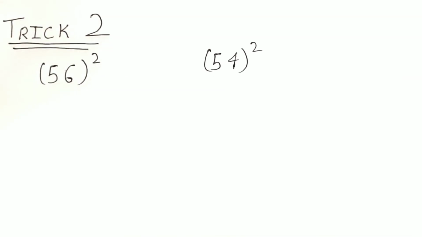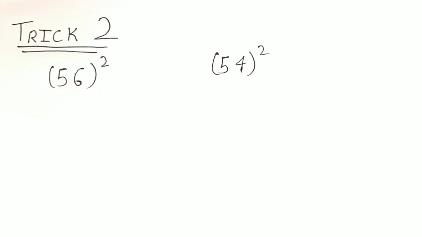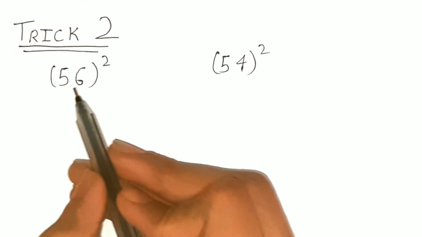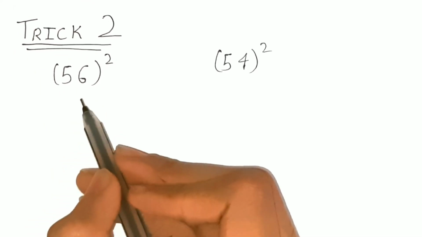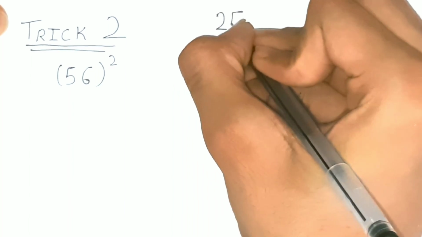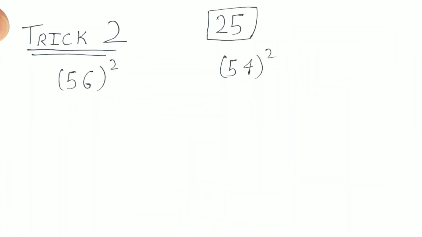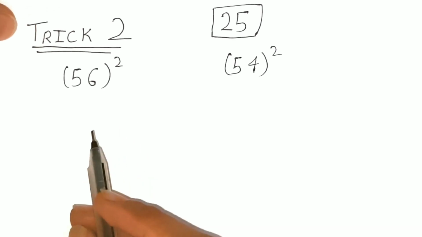Here we are with trick number 2. In this trick, I'll teach you how to square numbers that are near 50. It could be 56, 54, or even 49 or something like that. In this, there is a key number, that is 25. This trick works on 25, so you need to remember that number.